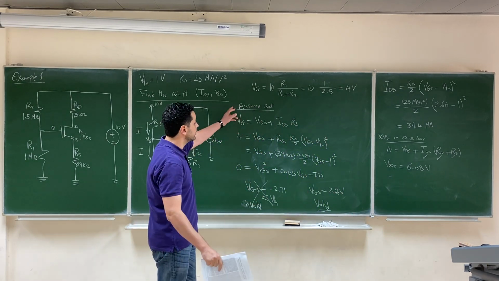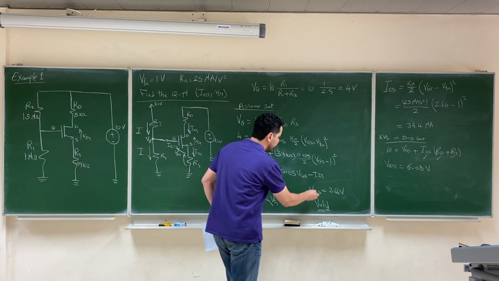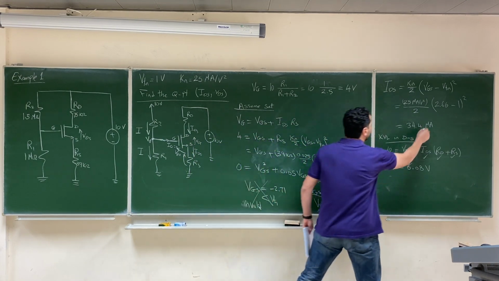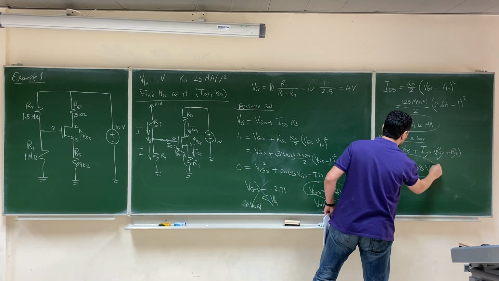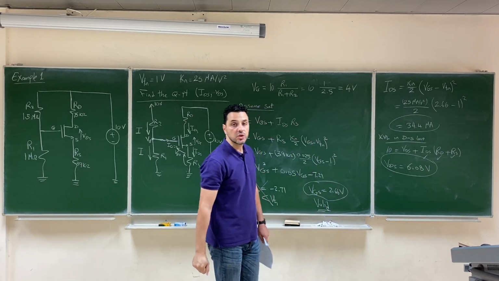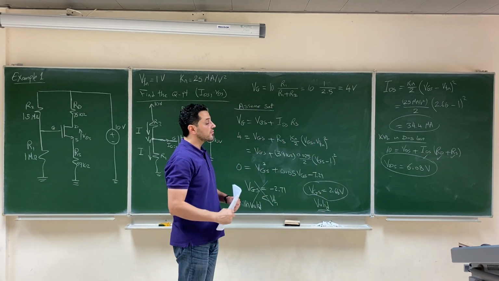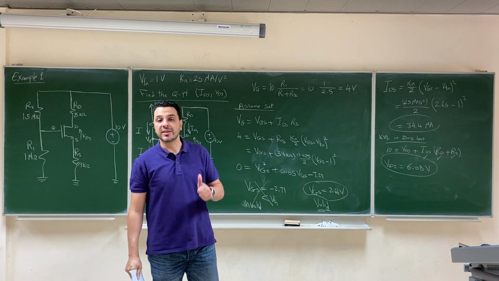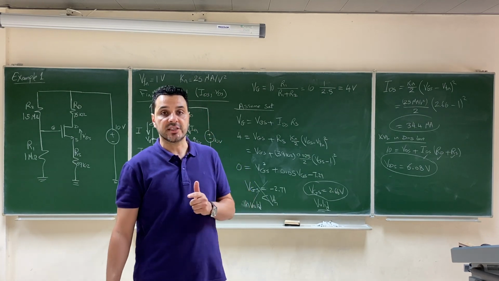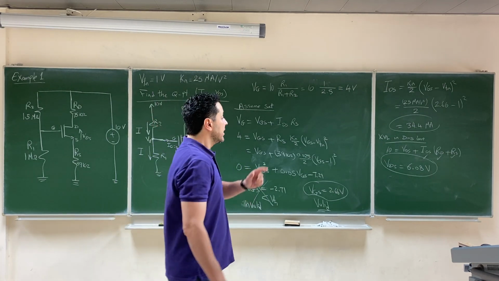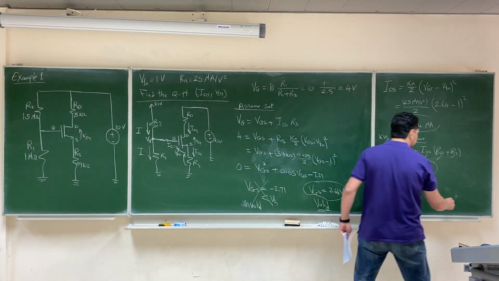Now it's time to check. We assumed saturation and we obtained VGS, we obtained IDS, and from the drain source loop we obtained VGS. It's time to check. How do we check for saturation? We need to check whether VDS is greater than VGS minus V threshold or not.